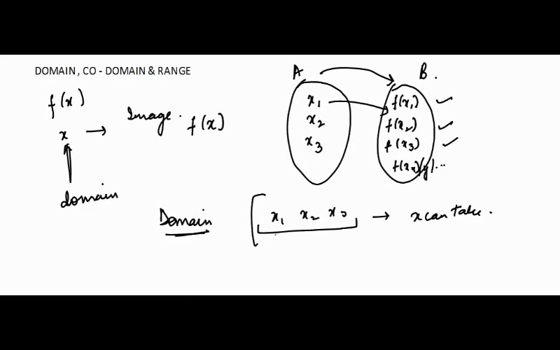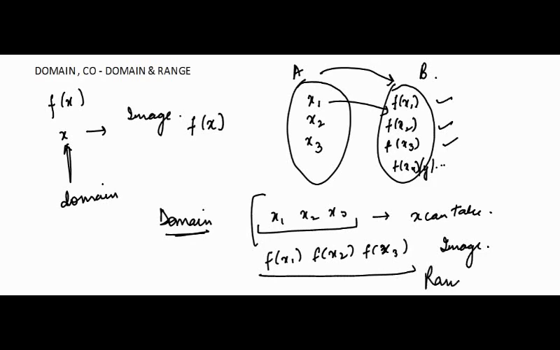And f(x1), f(x2), f(x3) are the values which are the images of these elements. These are the range of the function. Whereas the set of f(x1), f(x2), f(x3) and y or f(x4), that is the set B, this whole set is the codomain.